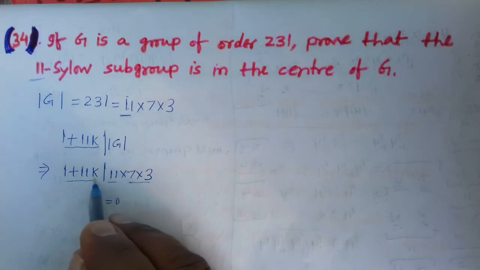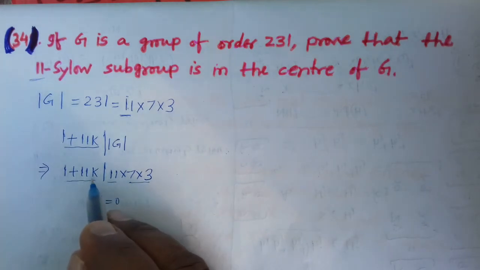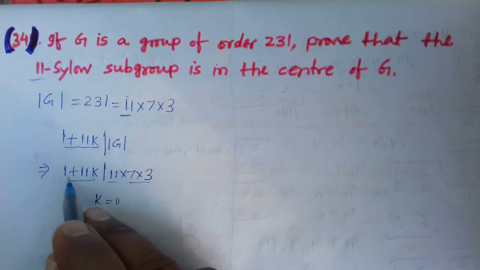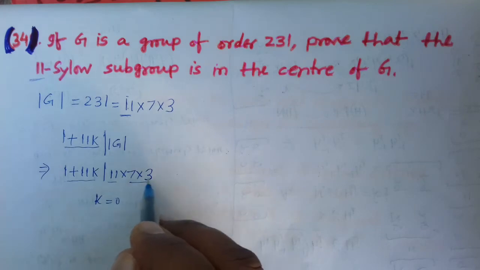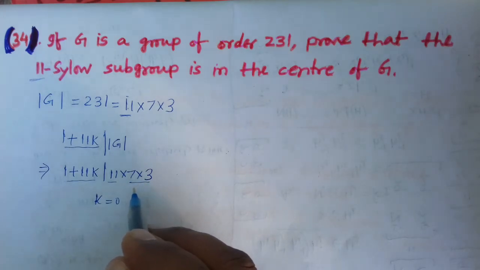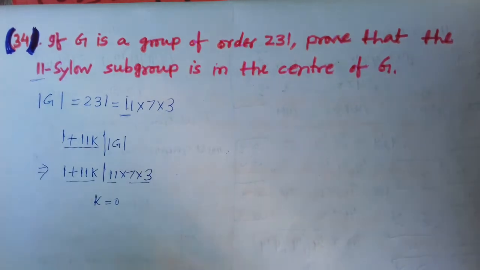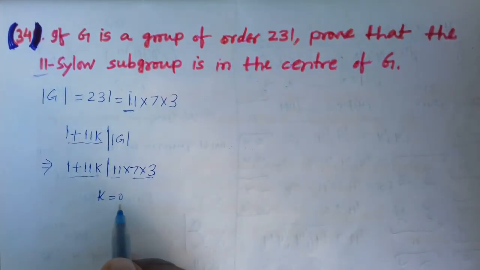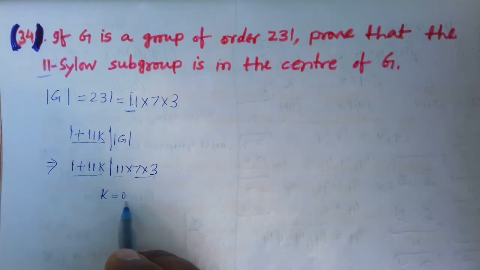Next, if we take k equals to 1, then this will be 12. 12 does not divide this number. If you take k equals to 2, then 11 into 2, 22 plus 1, 23. 23 does not divide this number. If you go in this way, you will see that there is no other number which divides this number. There is only one, which is k equals to 0.